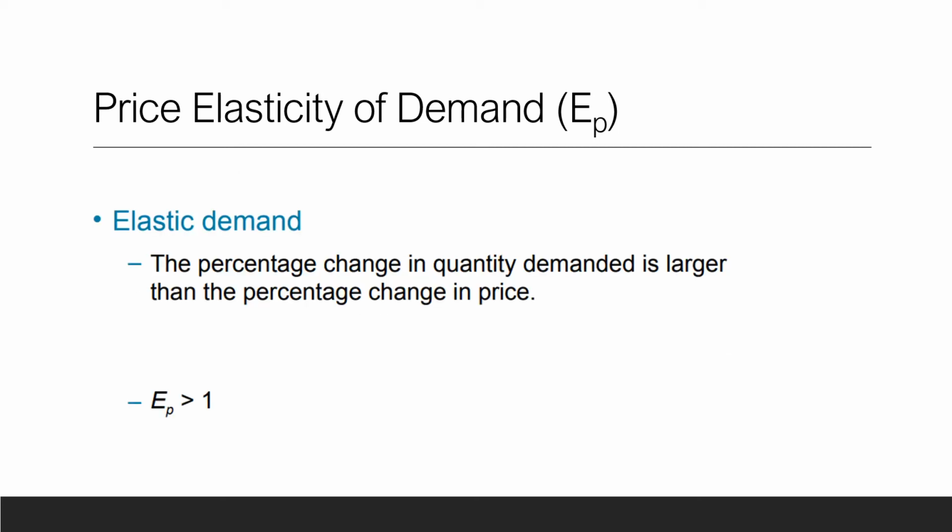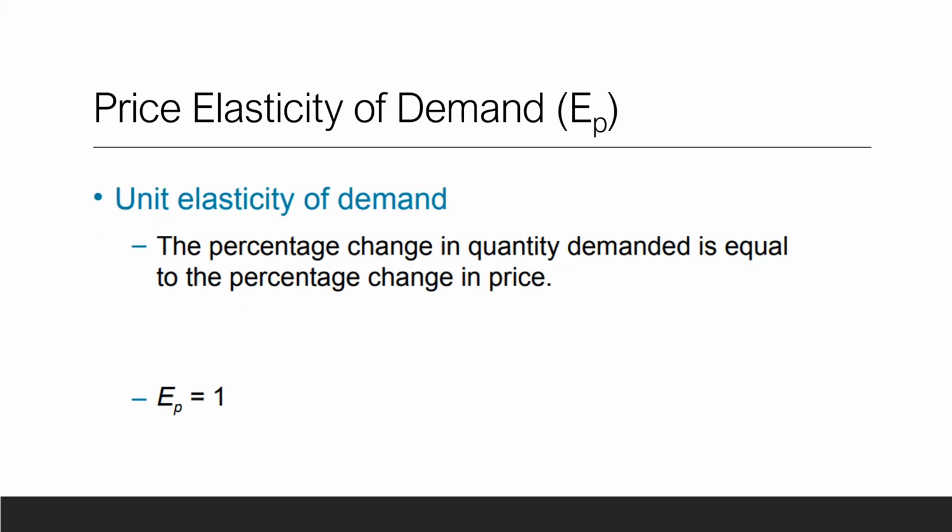So we know that the elasticity of demand is always negative. If the absolute value of the elasticity of demand is greater than 1, we call it elastic. It will be greater than 1 when the percentage change in quantity demanded is greater than the percentage change in price. So elastic demand is when the percentage change in quantity demanded is larger than the percentage change in price.